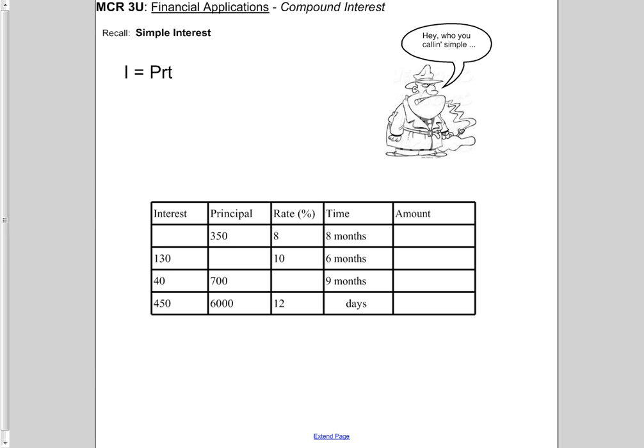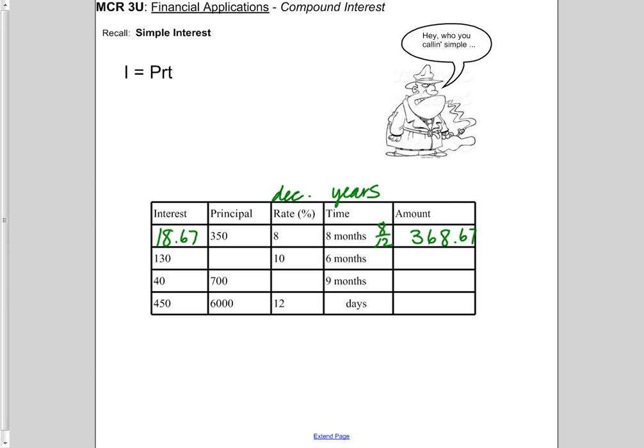So for the first one, we have $350 at a rate of 8% for 8 months. Remember, your time needs to be in years. Your rate should be in a decimal, and we just multiply. Principal times rate times time. 350 times 0.08 times 8/12, because it should be in years, gives me interest of $18.67, which means the total amount that I have is $350 principal plus the interest, which would be a total of $368.67.